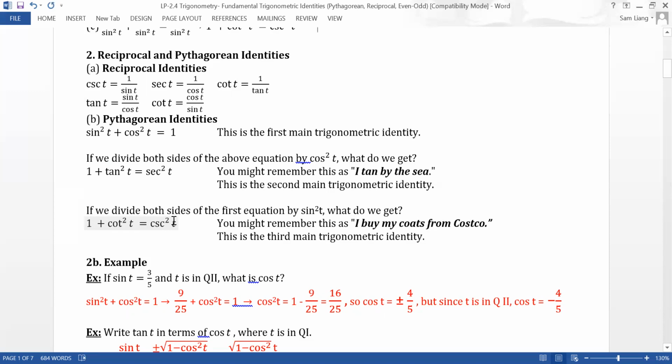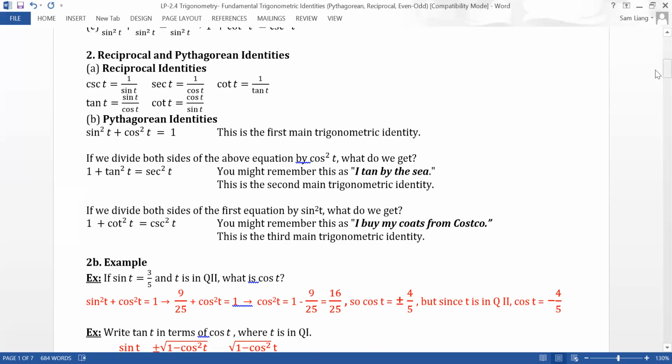All right, sorry for that bell. But this is that last Pythagorean identity, and you can remember this as I buy my coats from Costco. So 1 is I, cotangent is coat, and then Costco, CSC, on the other side. If you like them, great. If not, forget them. Hopefully you got a laugh from this. I know they're corny, but hopefully it helps you remember these.